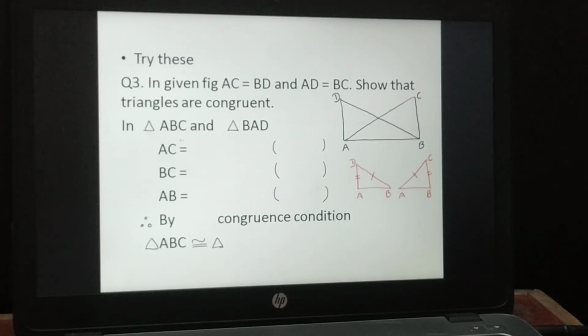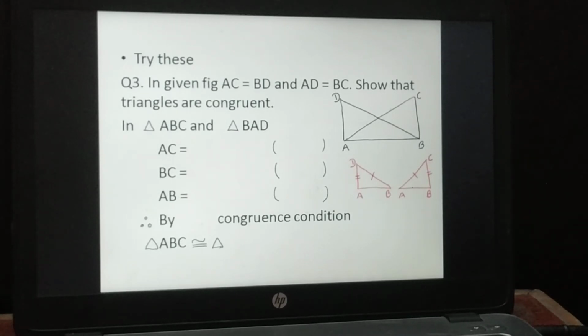Now I am going to take a question from Try This. In the given figure, AC is equal to BD. This is given. So this AC and this BD, this is given. What I have done is divide this one figure into just this triangle and this triangle. So AC is equal to BD, and I have made the same sign. Next, given AD is equal to BC. So this AD is equal to BC. Again I have made the same sign. Show that these two triangles are congruent.